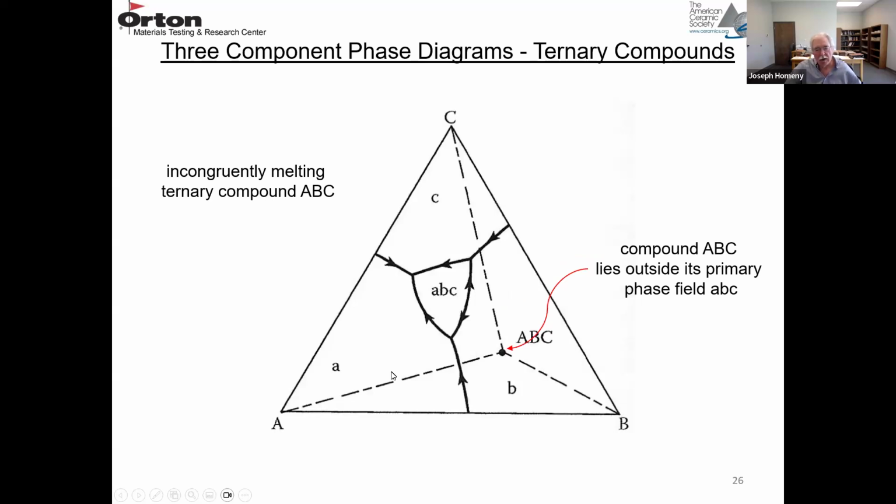Here's another example of a ternary compound that's incongruently melting. So we have, again, A, B, and C, phase field for A, phase field for B, phase field for C. Then the primary phase field for ABC is over here, and the compound is over here. So the ABC compound lies outside its primary phase field, ABC. So it's an incongruently melting compound.